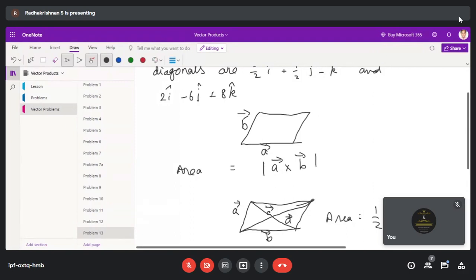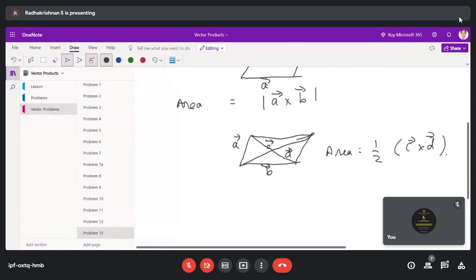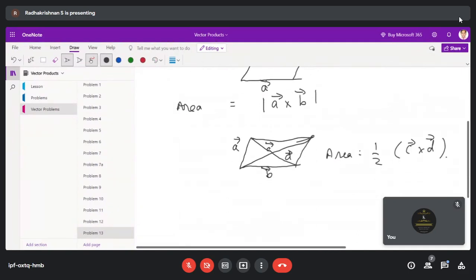So how did this come? Earlier we solved one problem, right? One diagonal is A plus B, the other diagonal becomes A minus B. So C is A plus B and D is A minus B. We can write it either as B minus A or A minus B depending on the direction. So one is A plus B and the other is A minus B.